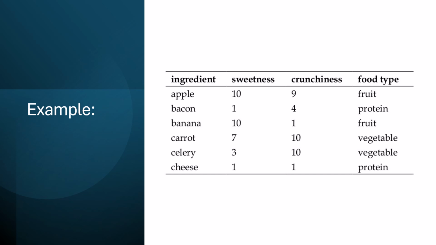In the table shown on the screen, ingredients are given like apple, bacon, banana, carrot, celery and cheese. Their attributes, their features, are given. The first feature is sweetness, the second feature is crunchiness. Based on these, the ingredients are classified as a fruit, protein, or vegetable.